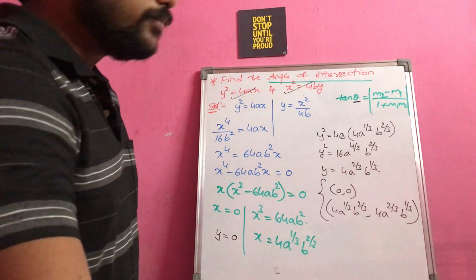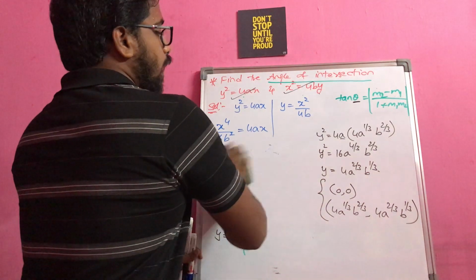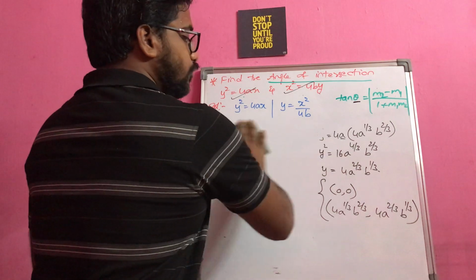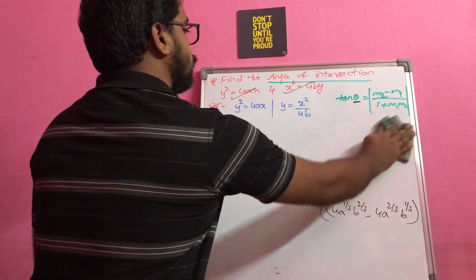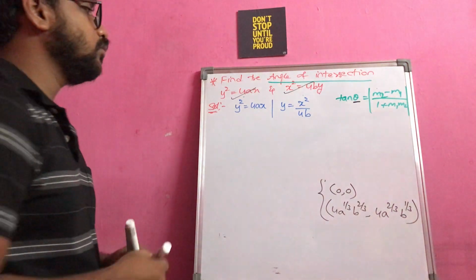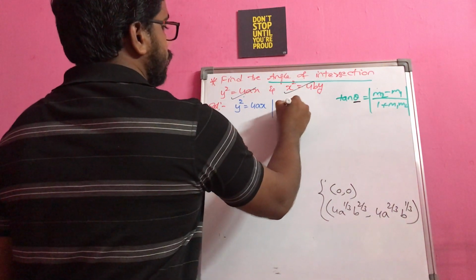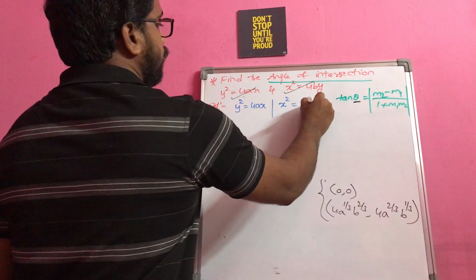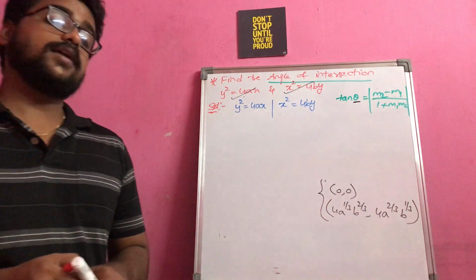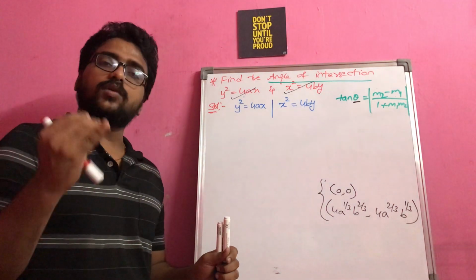Okay. So our points of intersection are 0, 0 and 4a power 1 by 3 b power 2 by 3 comma 4a power 2 by 3 b power 1 by 3. So let us keep it as it is. What I will do, I will just change this equation again to the same original x square is equal to 4by. So now our task is to find out the slopes, and from the slopes we have to bring the information that what is m1 and what is m2.